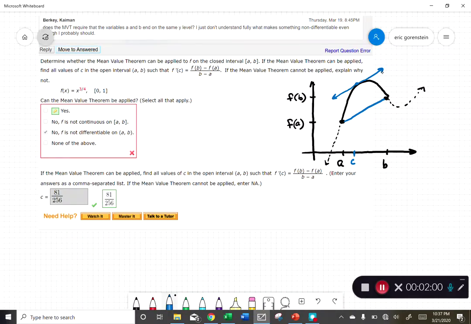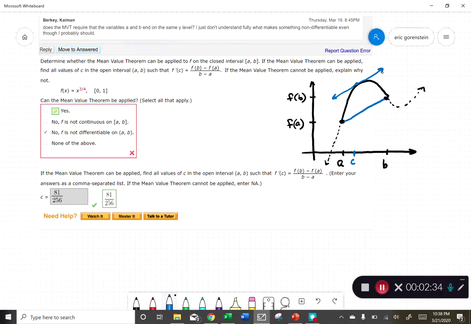If f of a and f of b, the starting point and the end point, are on the same level, we call it Rolle's theorem. So Rolle's theorem is just one specific case of the more general mean value theorem. It just shows the existence of this number c. Now there's two requirements. The function f of x has to be continuous on the closed interval starting with a and ending with b. It also has to be differentiable on the open interval.